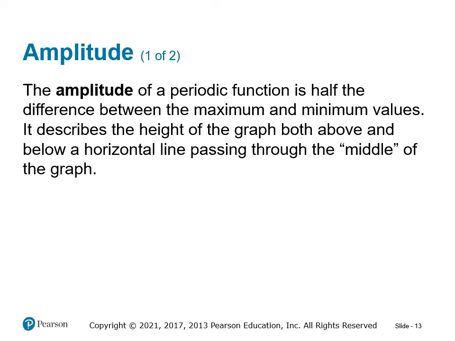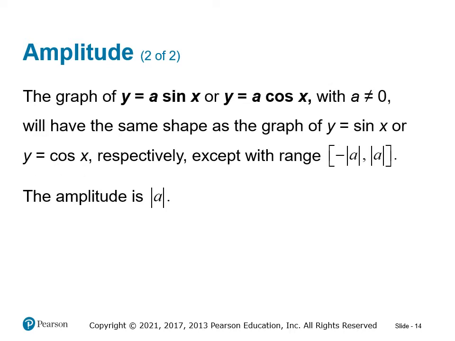The amplitude of a periodic function is half the difference between the maximum and minimum values. It describes the height of the graph both above and below a horizontal line passing through the middle.